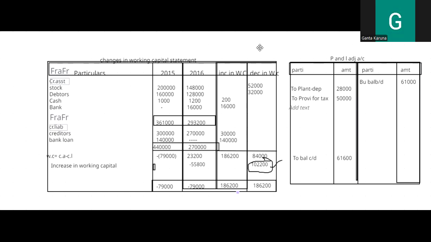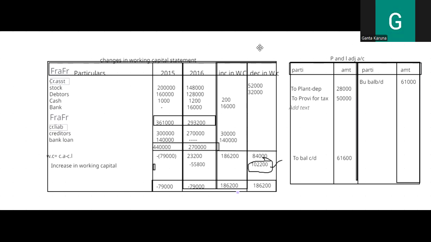When I'm closing it, how much I'm going to get as my P&L profit, I'll check in this one. Here, the total of debit items and the total of credit items, I'm supposed to find out. On the debit side, I have 61,600 plus 60,000, 40 plus 20 plus 50 plus 28,000 minus 61,000, I'm going to do. How much did I get? It is 1,38,600 I got. Now my debit side total was more compared to my credit side.